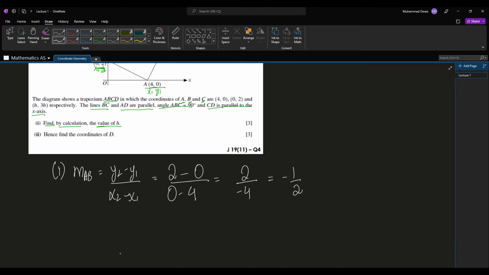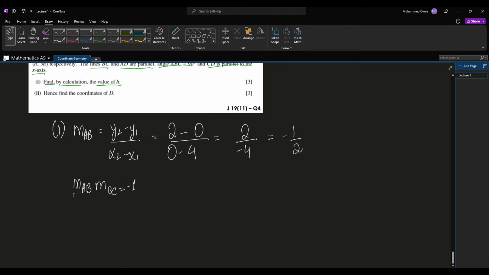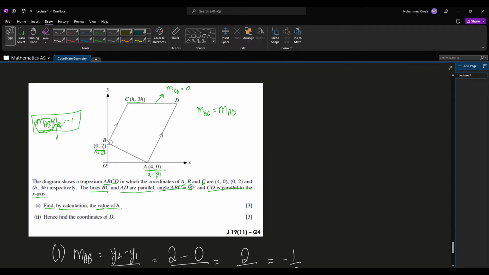Now then, we can use the formula M of AB times M of BC is equal to minus 1. We can replace M of AB with minus 1 over 2 as we just found out. Now then, this 2 can be moved there. This becomes minus 2 and this one comes below. So this becomes M of BC is equal to 2. Now then, we know the gradient of this line BC. We just need to find out these coordinates.